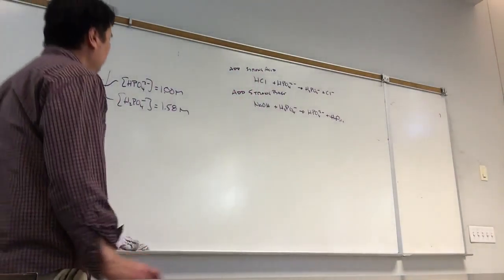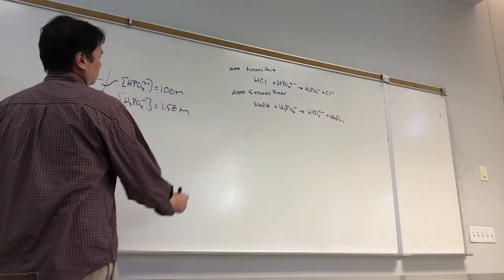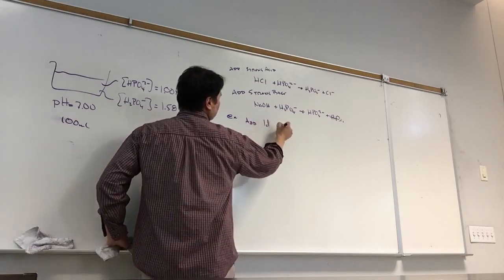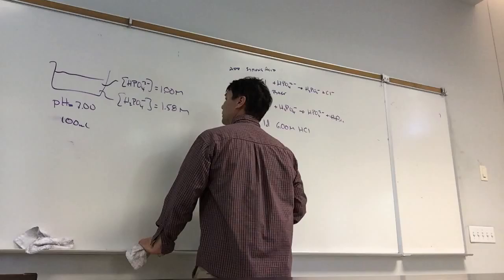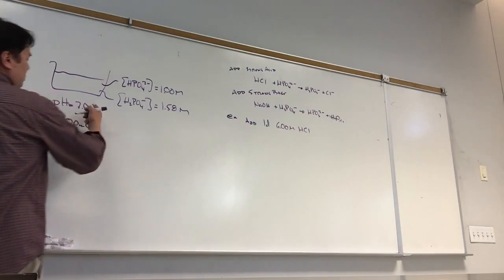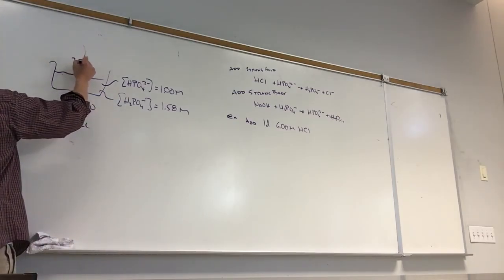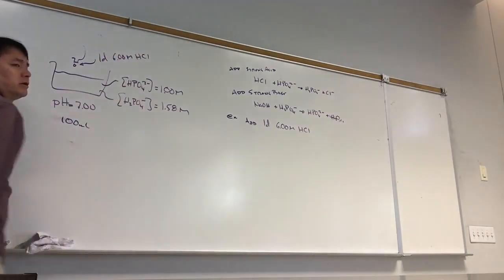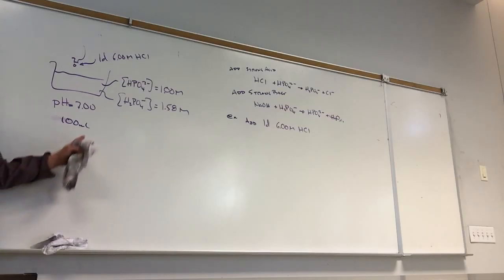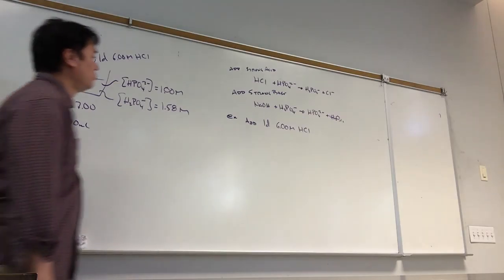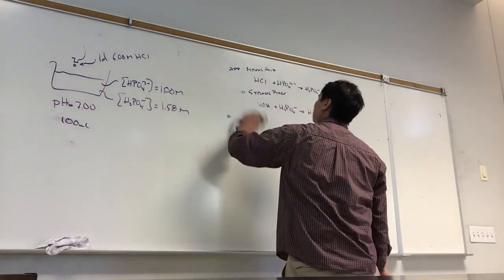And so let's do an example here. I'm going to add 1 drop of 6.00 molar HCl to this buffer. And so this would be the buffer here, and then I'll just add 1 drop of 6.00 molar HCl. When we took an unbuffered solution like water or sodium chloride or whatever, the pH changed dramatically. 4 pH units change, which would be 4 orders of magnitude difference in acidity.